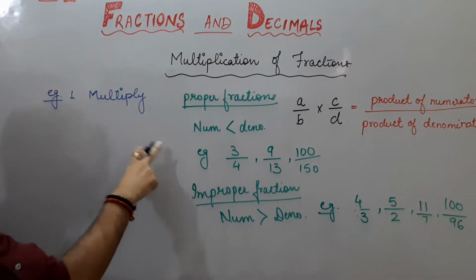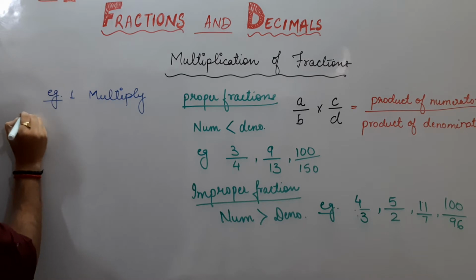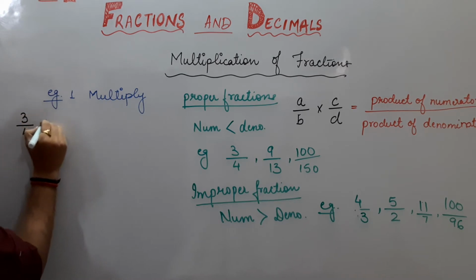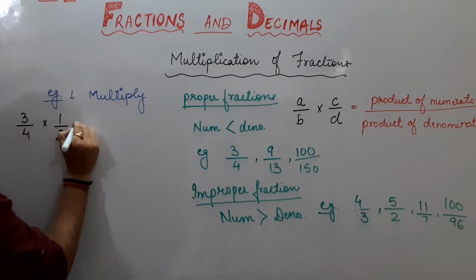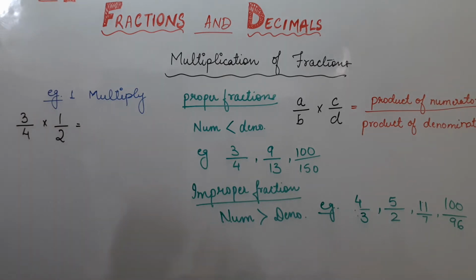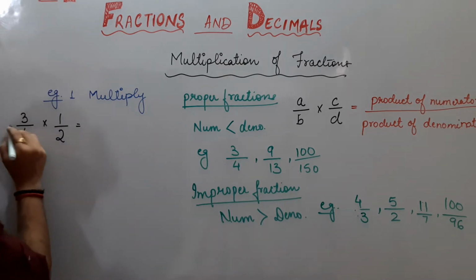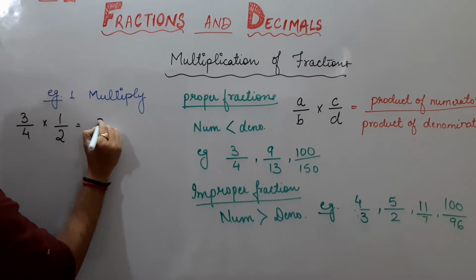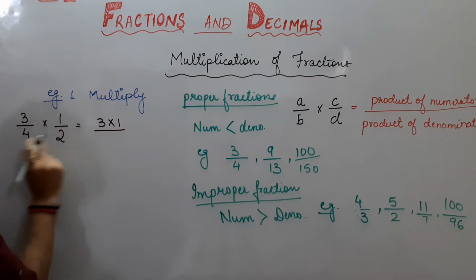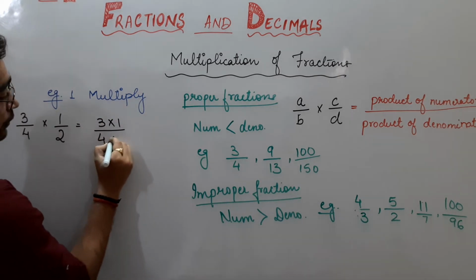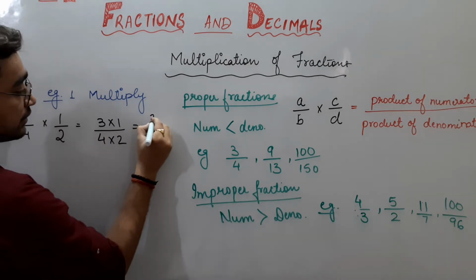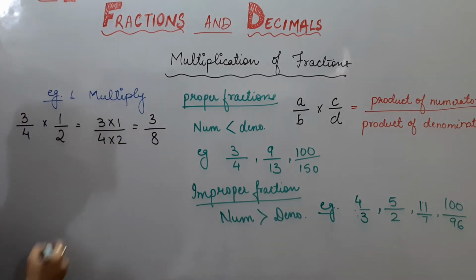First of all, I am multiplying two proper fractions. That is 3 by 4 multiplied by 1 by 2. Both are proper fractions, right? And now I want to multiply them. So product of numerators 3 into 1 divided by product of denominators, that is 4 into 2. 3 ones are 3 and 4 twos are 8.